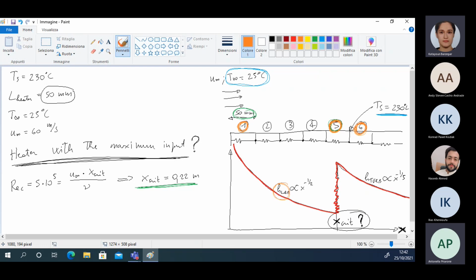Can I change the slide? Obviously, all the properties must be estimated at Tf, the film temperature, that is 230 plus 25, divided by 2, 127.5 Celsius degrees. Can I change? Yes.